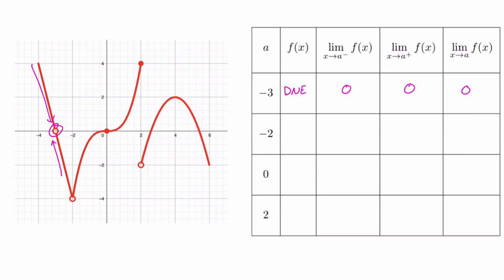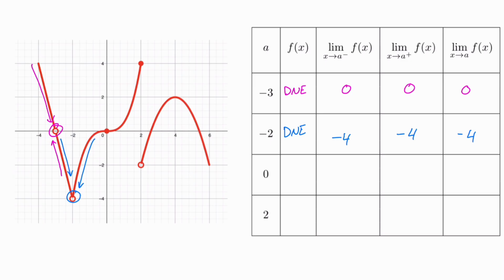Let's look at -2 now. Once again, we've got an open circle and we don't have any points anywhere, so this f of x does not exist. Let's find our left and right-handed limits. From the left-handed side, as we approach, we reach -4. For our right-handed limit, we approach from the right-handed side, and we once again approach -4 on the y. Our left and right-handed limits agree, so our limit as x approaches -2 will also be -4.